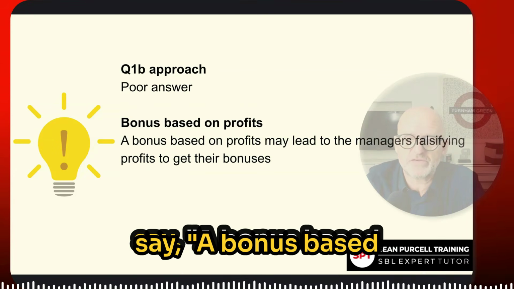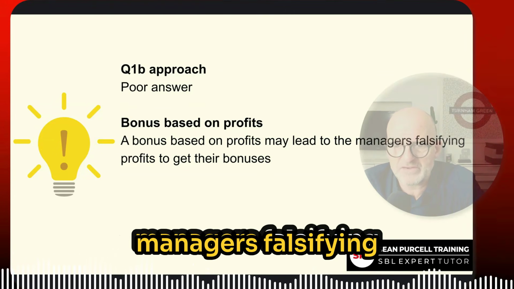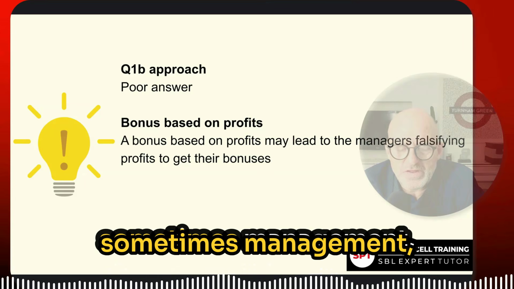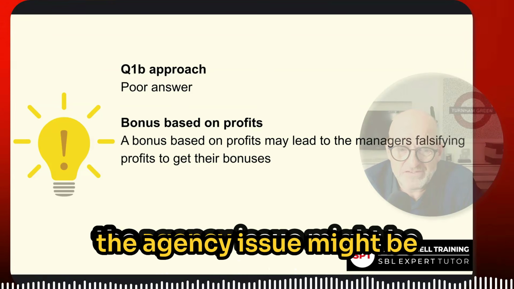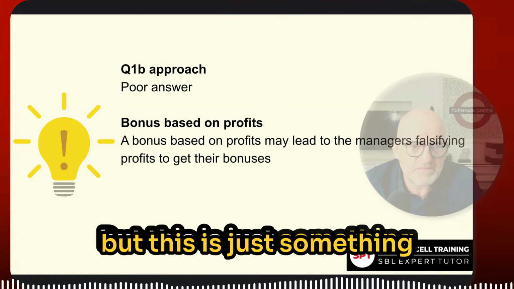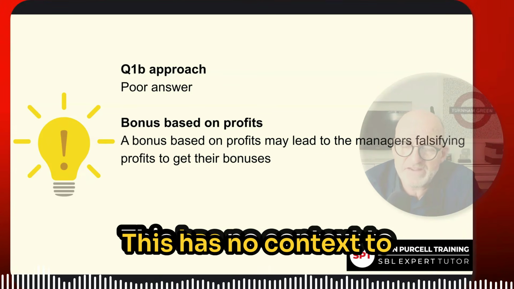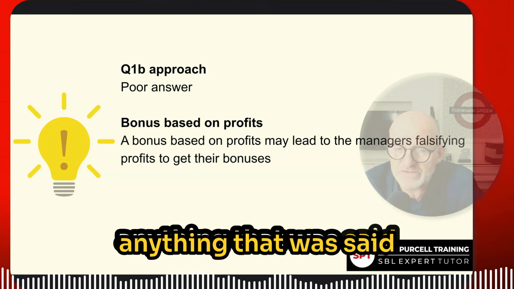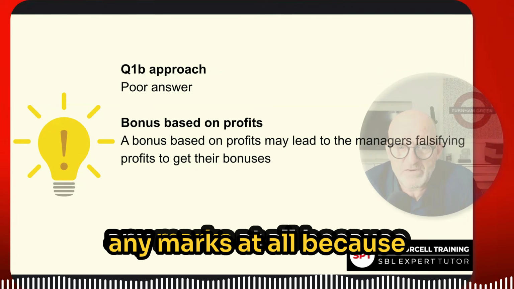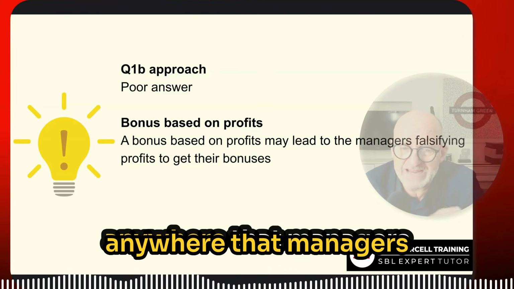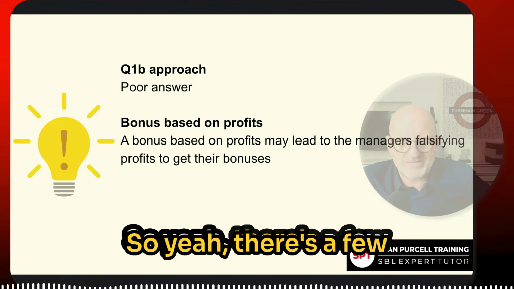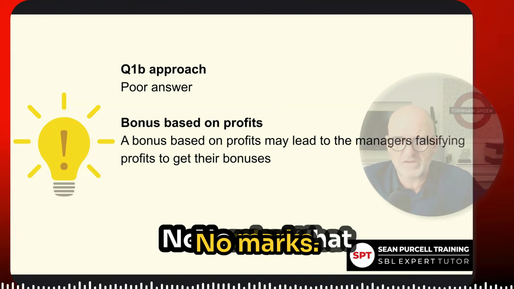So a poor answer would say a bonus based on profits may lead to managers falsifying profits to get bonuses. Well, this is true that sometimes management, the agency issue might be management overinflate their bonuses and stuff. But this is just something picked out of nowhere. This has no context to anything that was said in both the pre-seen and both the exhibits. So that's not going to get any marks at all because there's no evidence anywhere that managers are falsifying profits. So yeah, there's a few answers like that, no marks.